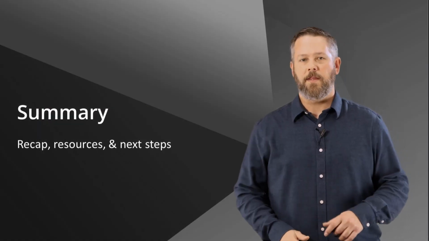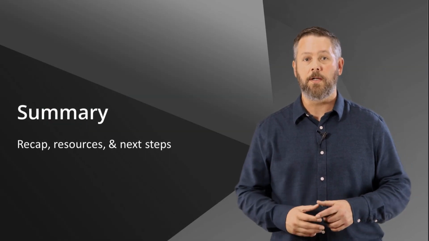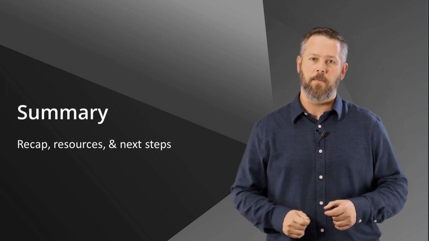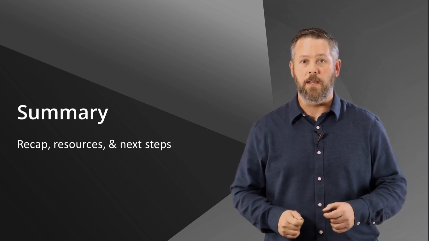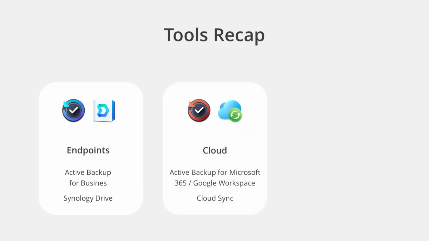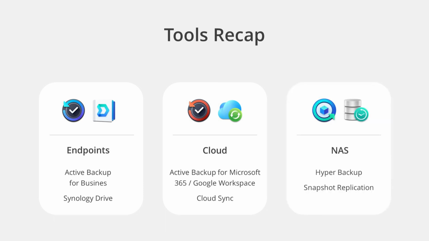All right, so let's recap everything we discussed today. The first thing we talked about is things that you need to consider when putting together a backup strategy. So what data needs to be backed up? Where does that data need to be stored? And then what are your restore options? After that, we looked at all the different backup tools available. So for your endpoints, you have Active Backup for Business, Synology Drive, and C2 Backup. For your cloud data, you have Active Backup for Microsoft 365, Active Backup for Google Workspace, and Cloud Sync. And then for your NAS, you have Hyper Backup and Snapshot Replication and High Availability. The last thing we looked at is how all these different backup tools work together in a real-world environment.